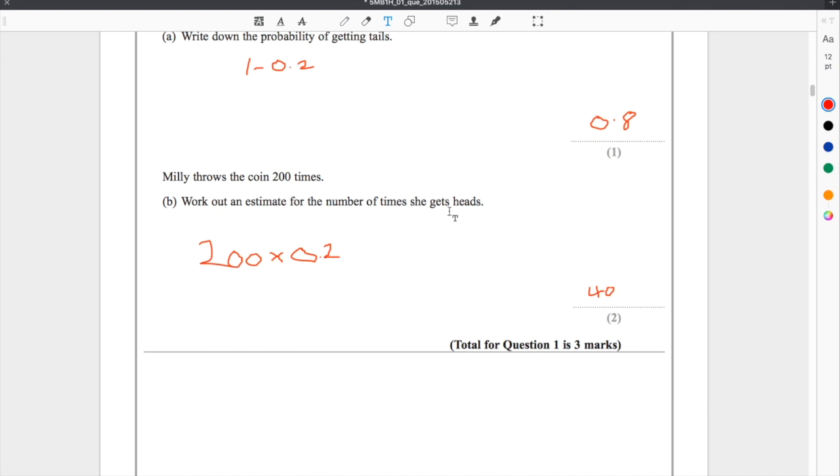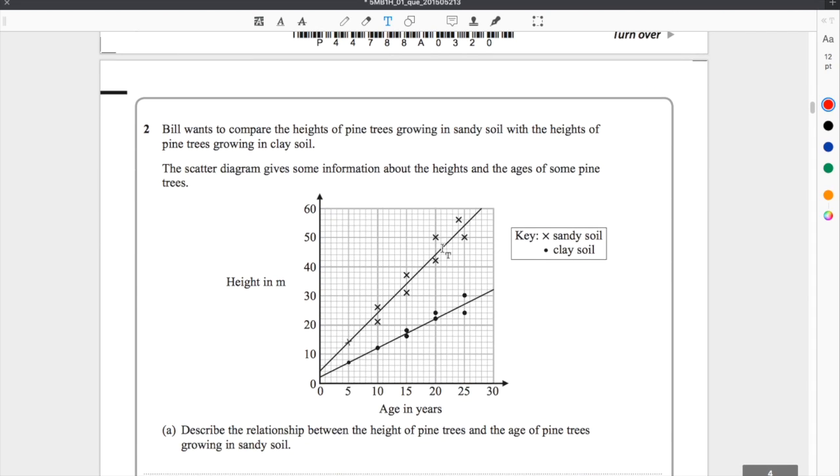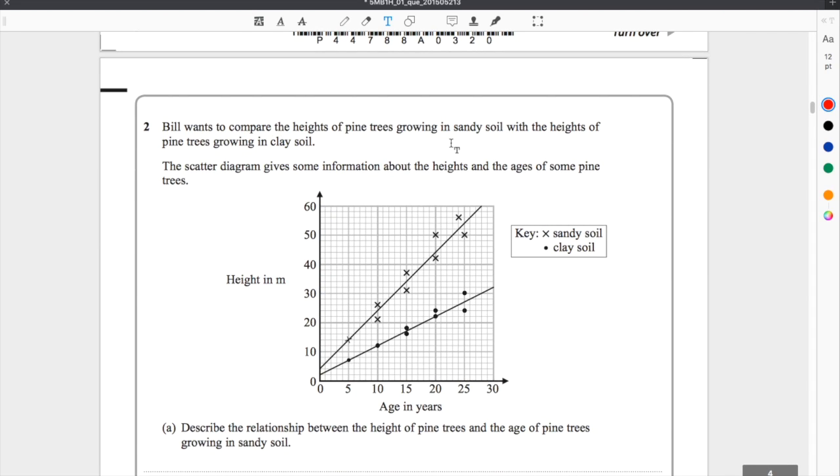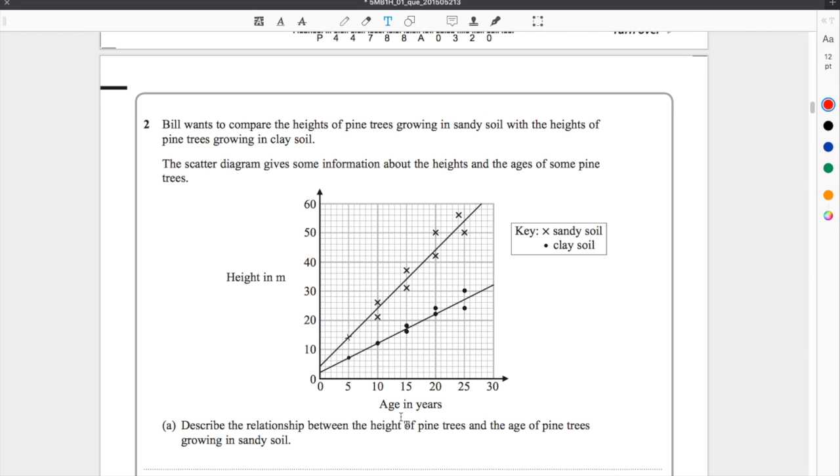Okay guys, so now let's look at question 2. Bill wants to compare the heights of pine trees growing in sandy soil with the heights of pine trees growing in clay soil. The scatter diagram gives some information about the heights and the ages of some pine trees. So here's a diagram, and part A says describe the relationship between the height of the pine trees and the age of the pine trees growing in the sandy soil.